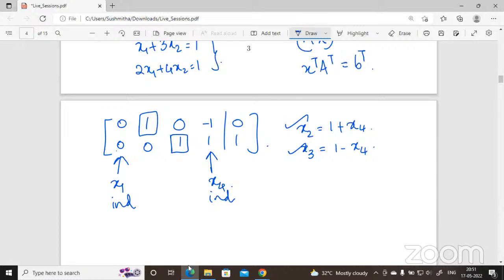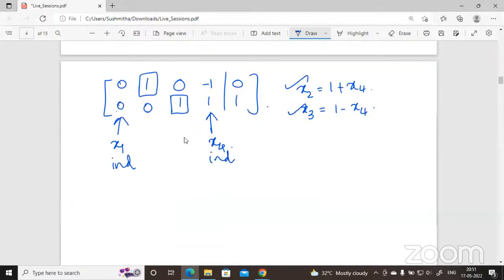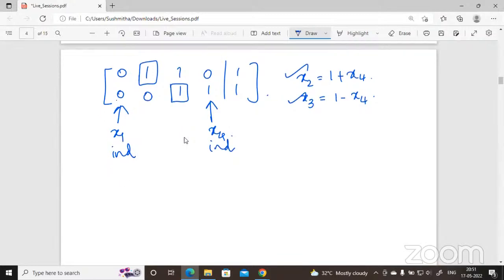Ma'am, I am facing difficulty in this reduction to row echelon in this question particularly. Please, can you solve it? After subtracting, what will be the values? We can only take the left hand side, the A matrix here. Why do we need to take the augmented matrix? No, you don't need B. You just want the number of independent variables, right? So you don't need B.